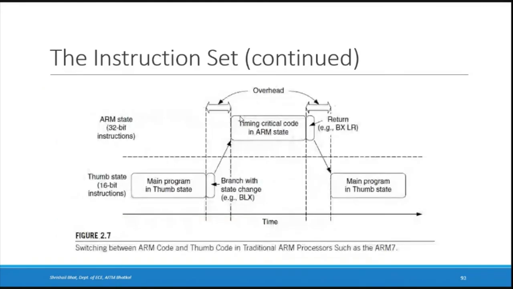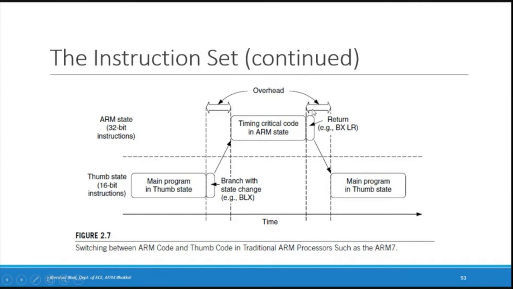Right? So earlier in the traditional processors like ARM7, there had to be switching between ARM state and thumb state. Suppose the main program is in thumb state, and some critical code would be written in the ARM state, then there had to be switching from thumb state to ARM state. So it takes certain time, right? We had to branch with the state change. So there is an overhead with respect to time. And again, while switching back from ARM state to thumb state, returning to the main program, there is again an overhead.